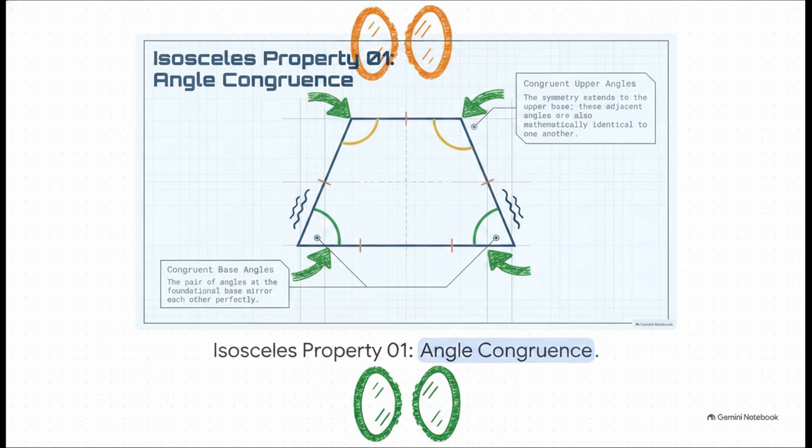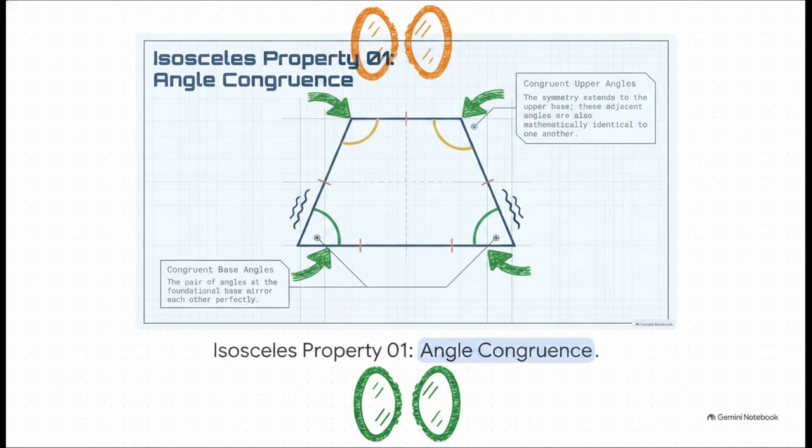Because of that perfect symmetry, some truly amazing things happen inside. What do you notice about the colored arcs in the corners here? The 2 bottom angles are both green, and the 2 upper angles are both orange. They mirror each other completely. We call this angle congruence.